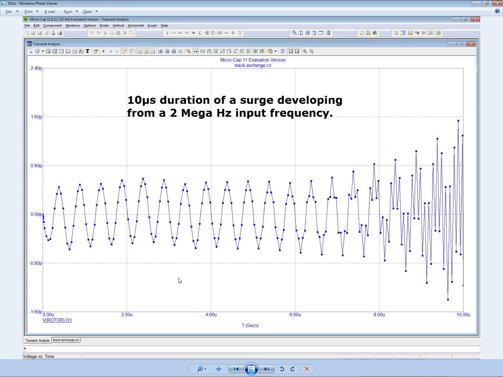Ah, here we go. 10 microsecond duration of a surge developing from a 2 megahertz input frequency. So I created circumstances to try to elevate the conditions so we can see that the frequency is definitely increasing. See, this was a complaint over at Stack Exchange. Well, all we see are what I showed you earlier, which I won't go fetch because it took so long to get here.